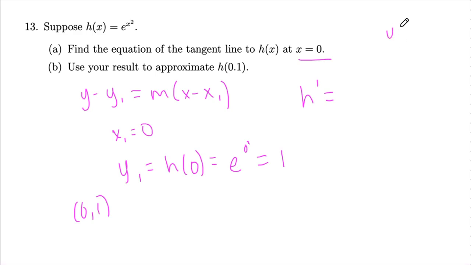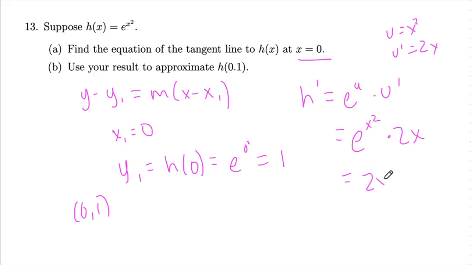So let's let u equal x squared, and u prime would equal 2x. The derivative of e to the u is e to the u times u prime. Plugging back in, that is e to the x squared times 2x, or just cleaned up a little bit, 2x times e to the x squared.